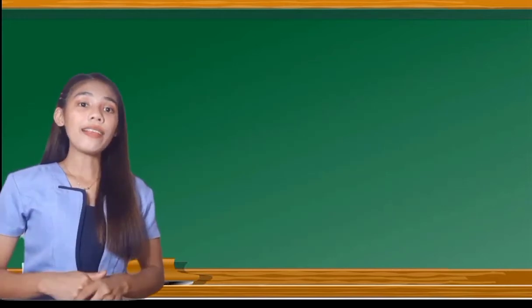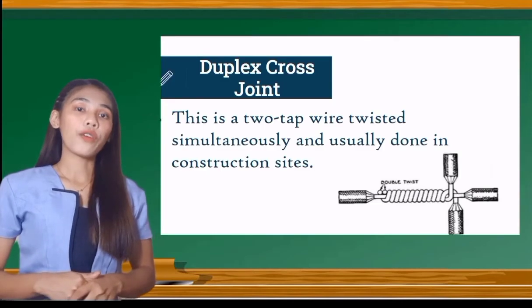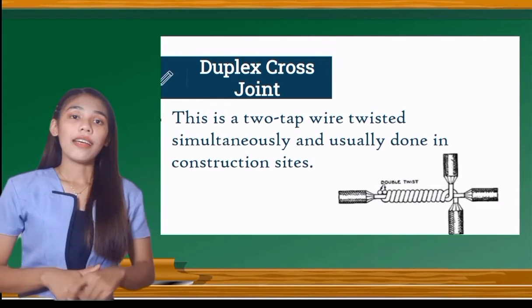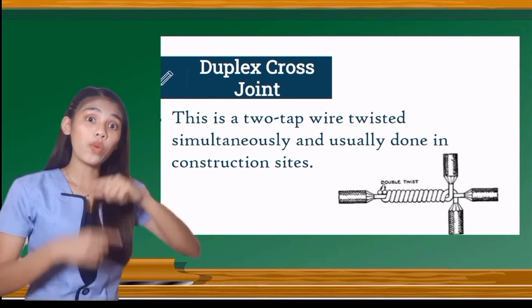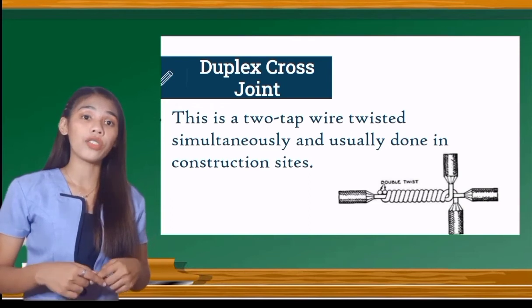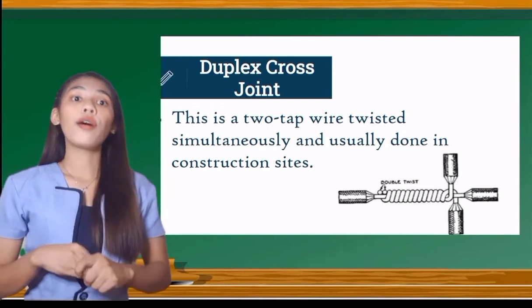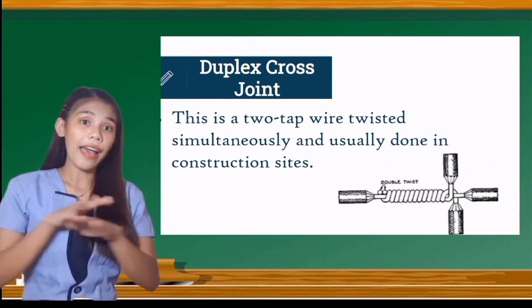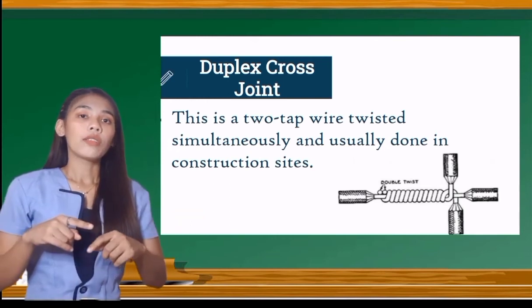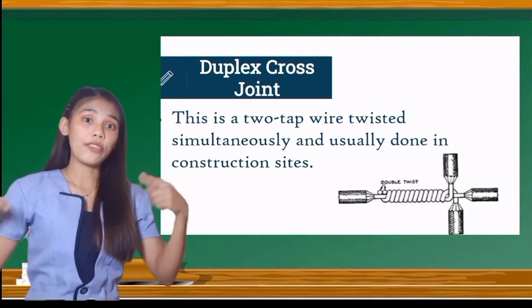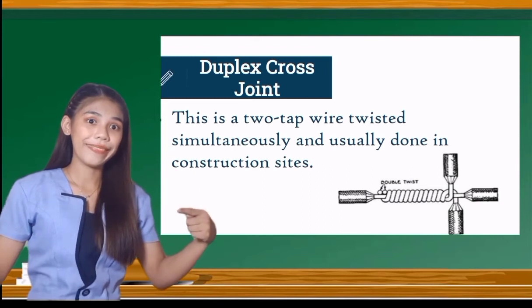And also the next one is the duplex cross joint. The duplex cross joint is two tap wires twisted simultaneously and usually done in construction sites. It is also used when the two tap wires are under a heavy strain. So the duplex cross joint is twisted simultaneously, or continuously.